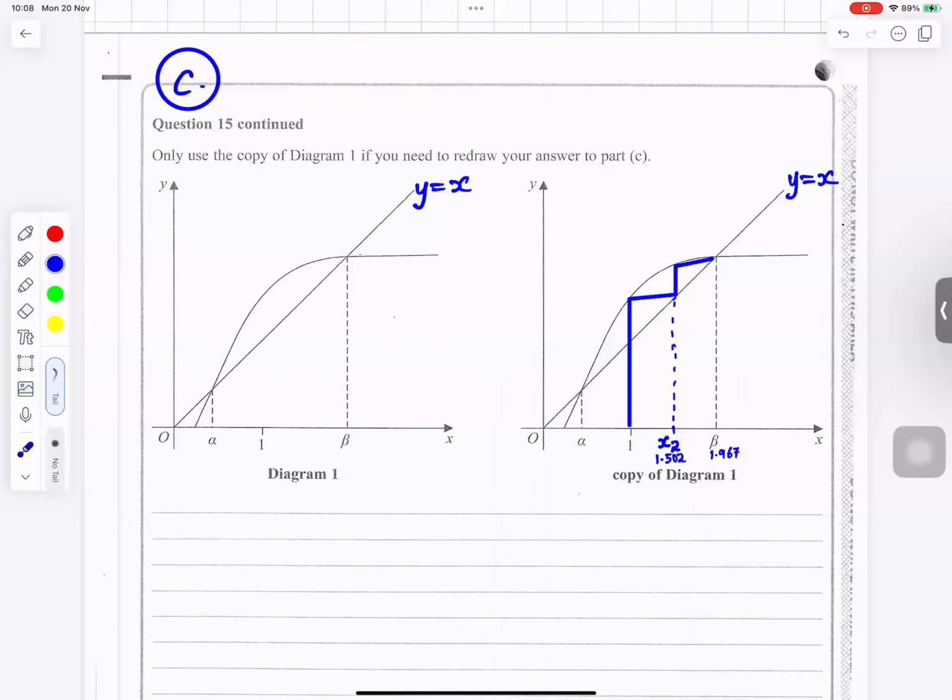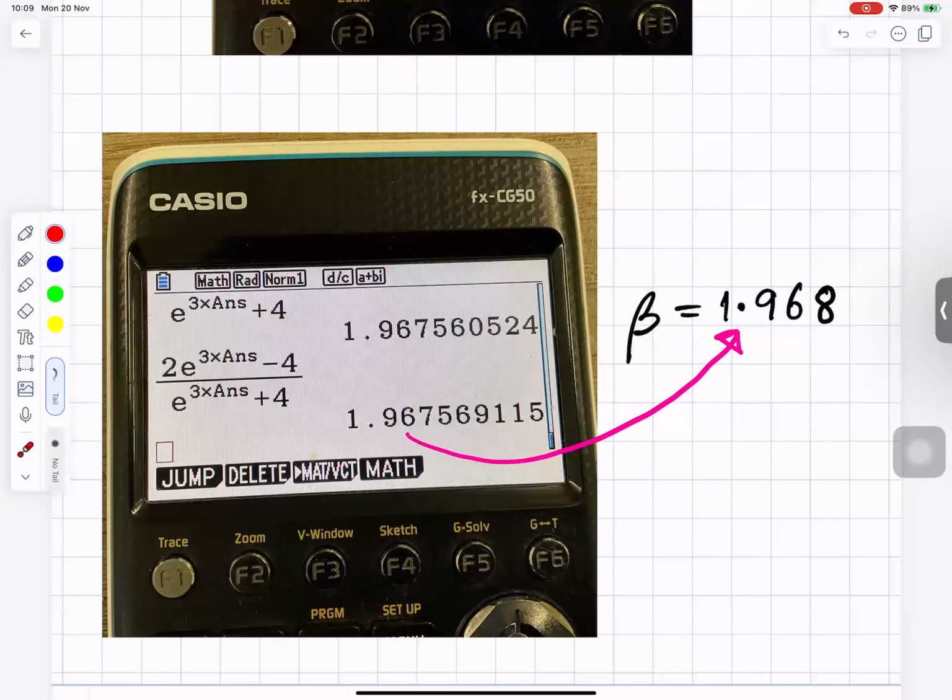For part C, this is y equals to x, that straight line there. So what you want to do is you start at 1, you go up to the graph, you reflect it to the y equals to x line. That gives you the value x2 down there, 1.502. And you go back up to the graph, reflect it, you come down, it gives you the beta of 1.967. So beta is 1.967. So beta is 1.968 to 3 decimal places.